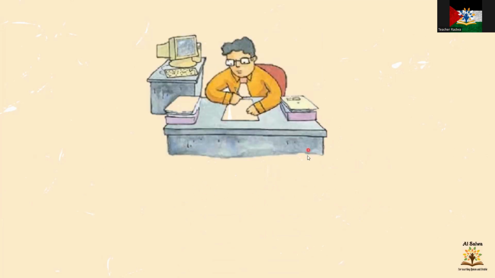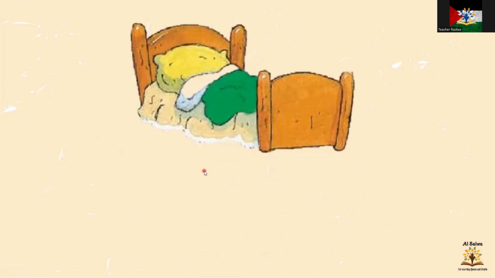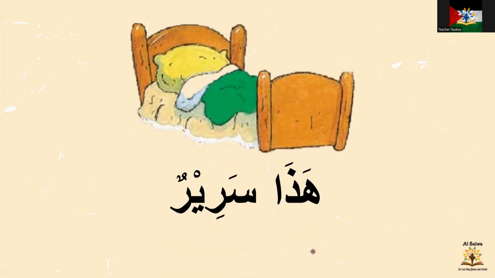Let's continue. If we want to say this is a desk or a writing table or even office, they have the same meaning, which is مكتب. We say this is a desk. هذا مكتب. Good job. This is a bed. It's your turn now. هذا. Okay. Then سرير. هذا سرير. Well done. Very great.